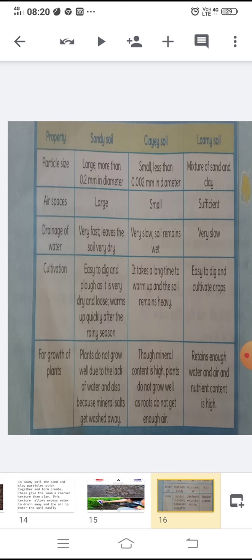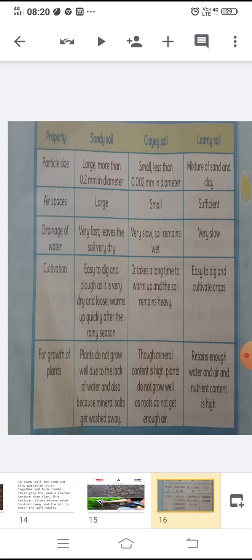Second one, air space. Sandy soil, it has large air space. Clay soil, it has small air space. Loamy soil, it has sufficient air space. That's why the plants are able to grow in this loamy soil.